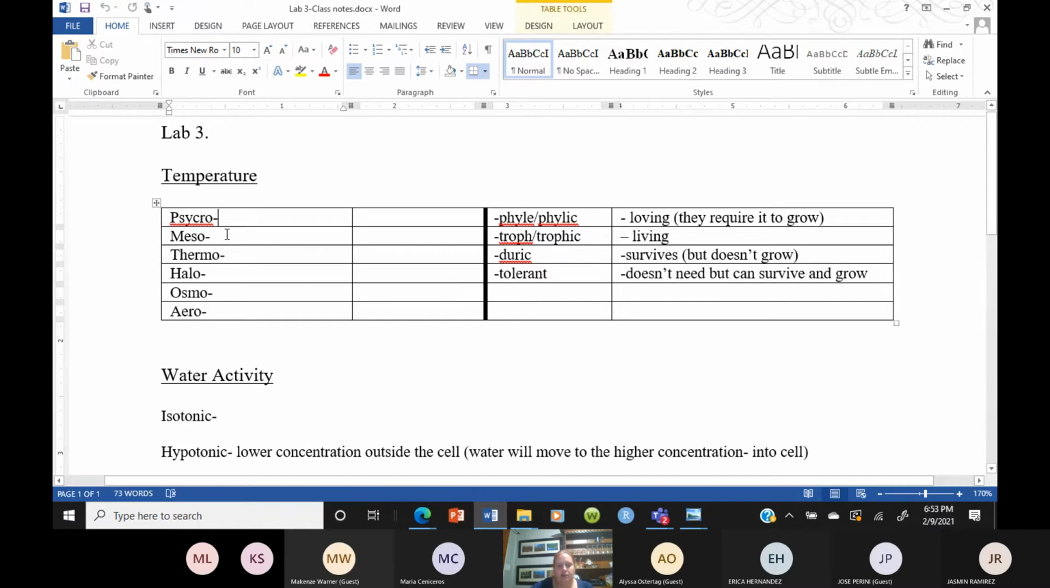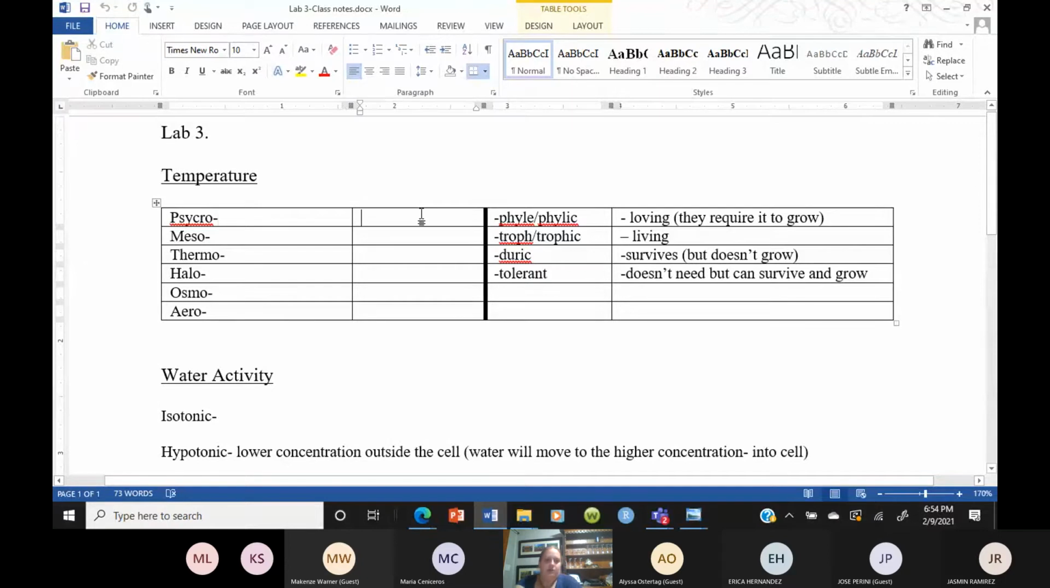It could end in duric, so it could be psychroduric. That could mean that it survives, but it doesn't grow. That would be what it's referring to. It's going to persist in some, usually spore form, but it won't actively be growing. And then there is tolerant bacteria, so you could have psychrotolerant bacteria, and these are bacteria that don't require whatever that is, like the philic bacteria do, but they can survive it and they can grow in those conditions. So they are tolerant of it.